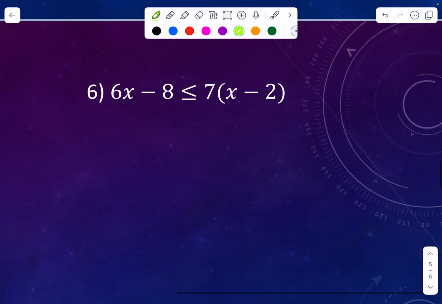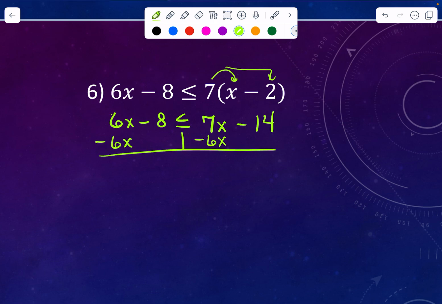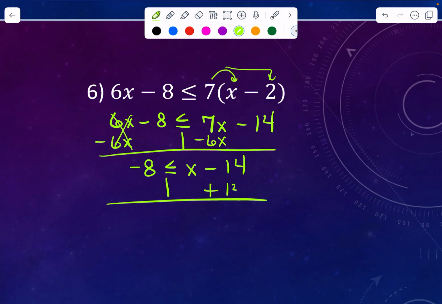Okay, let's try number 6. So the first thing I notice, I'm going to have to do some distributing on this side. So I have 6x minus 8 is less than or equal to 7x minus 14. Now I'm going to move. Doesn't really matter. I want my x's to the same side. So I'm going to move my 6x over this way. So we have negative 8 is less than or equal to x minus 14. Then at this point, I'm going to add the 14 to both sides. And that will get me 6 is less than or equal to x.